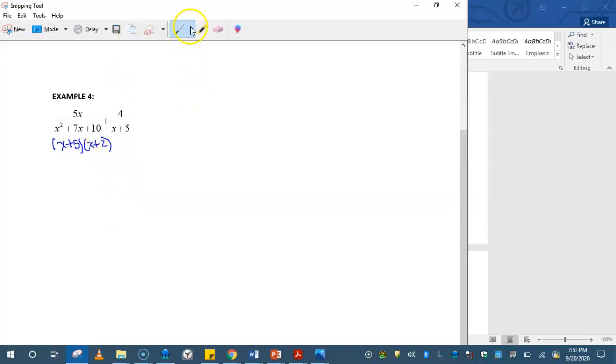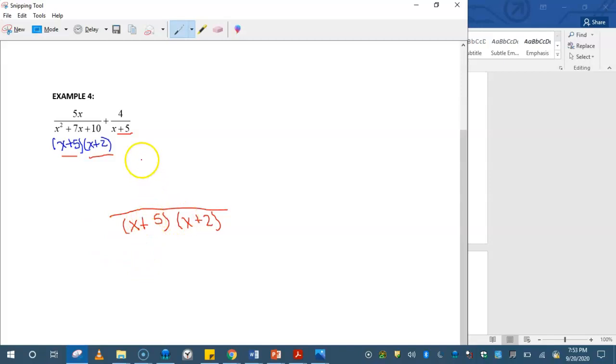So let's start thinking about what our LCD is. And I just always play the what's missing game when I figure out the LCD. What is missing? Okay, so let's think about this. Both of them have the x plus 5. So that has to go as our LCD. X plus 5. All right. What else? What is missing? Well, if I look back up here, we need to also include x plus 2 in our LCD. X plus 2. I want factors of everything.